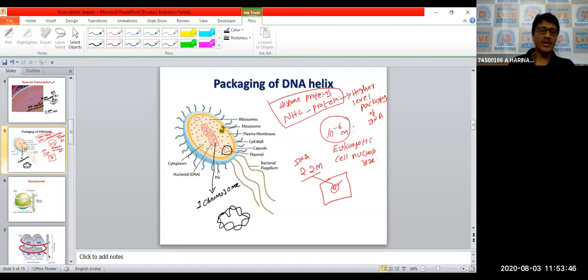Plasmids are extra chromosomal molecules. We already discussed in recombinant DNA technology that we use these plasmids as vectors. This single chromosome is naked, without any histone proteins.